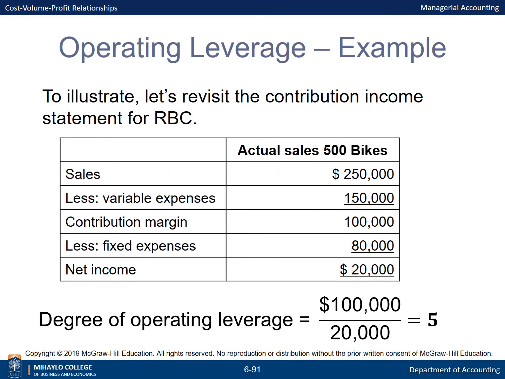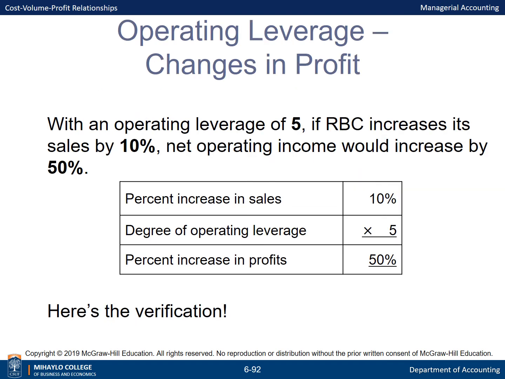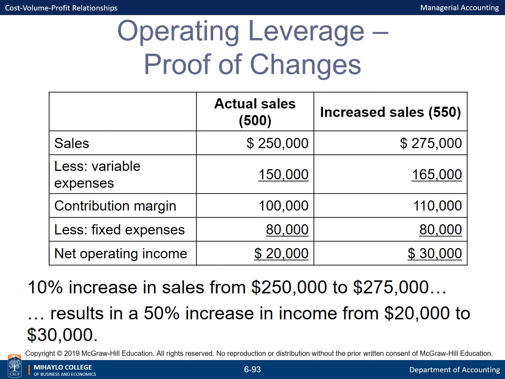To illustrate, let's revisit the contribution income statement for RBC. Recall that RBC is currently selling 500 bikes. Contribution margin is $100,000, and net income is $20,000, making the degree of operating leverage equal to 5. With an operating leverage of 5, if RBC increases its sales by 10%, net operating income would increase by 50%. A 10% increase in sales from $250,000 to $275,000 results in a 50% increase in income from $20,000 to $30,000.